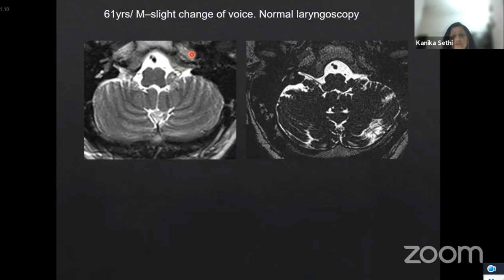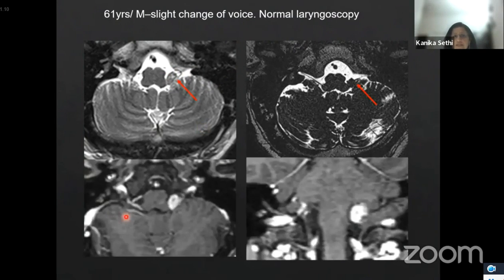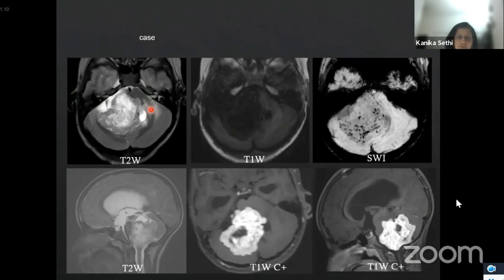Then this next patient again came with slight change of voice, but normal on laryngoscopy. What do you see? There is a lesion in the cisternal segments of the 9th to 11th cranial nerves, which are very difficult to differentiate, and enhancing. So that's just a small schwannoma sitting there. Another larger lesion in the right cerebellomedullary cistern, and CP angle cistern, which is also compressing the lower cranial nerves, with a lot of hemorrhage. So this is a larger schwannoma. This is biopsy proven.